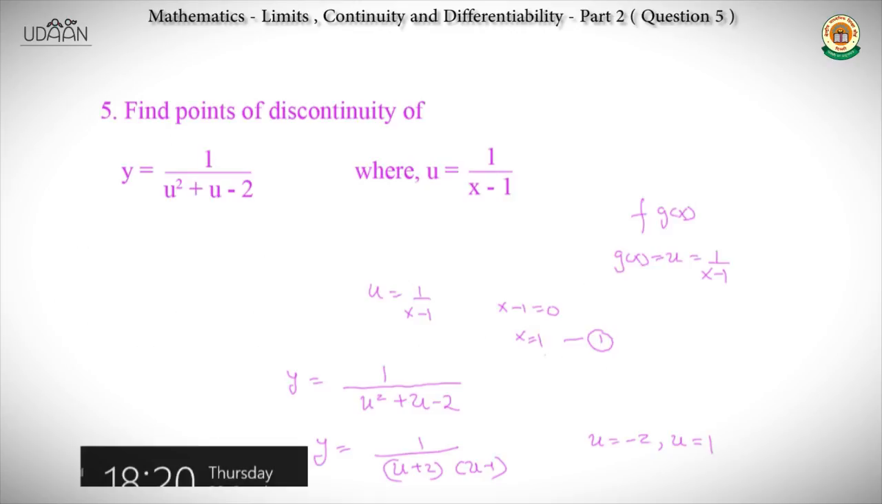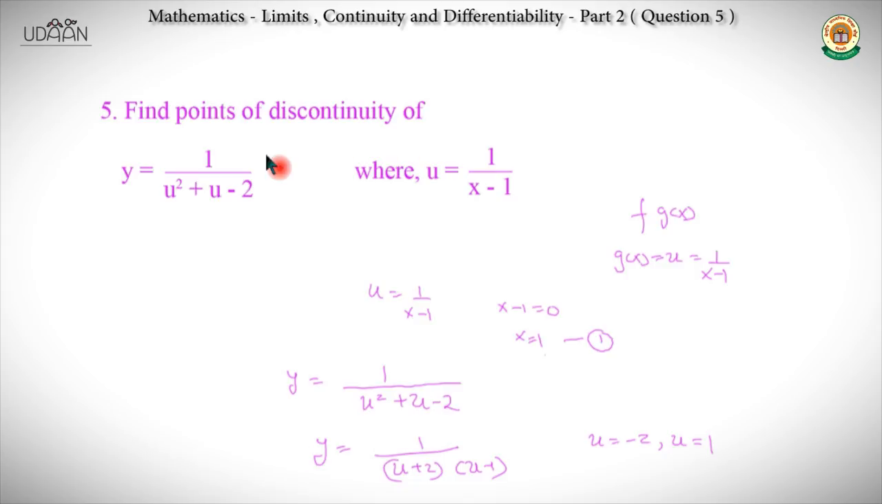Right, so question number 5, we have: find points of discontinuity of y is equal to 1 by u square plus u minus 2, where u is equal to 1 by x minus 1. Right, so we have a function where we have a quadratic denominator, and we have u as also a fraction. So how do we go about this?